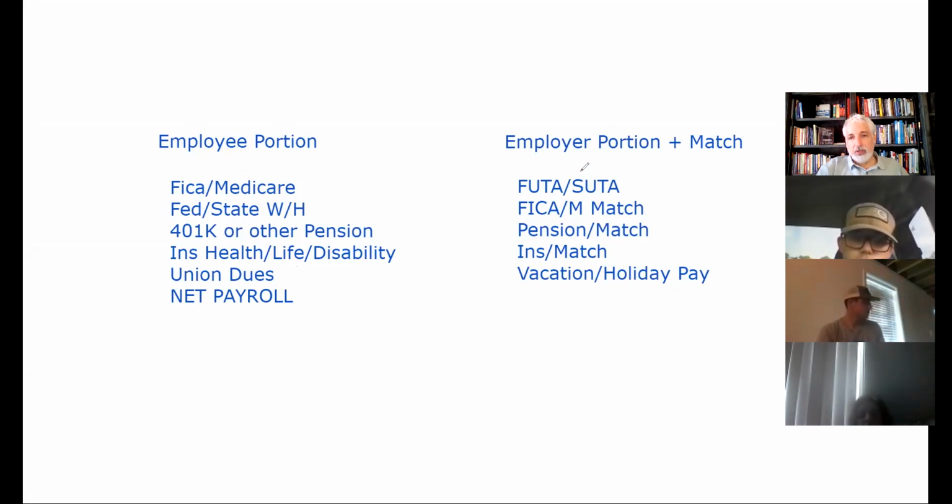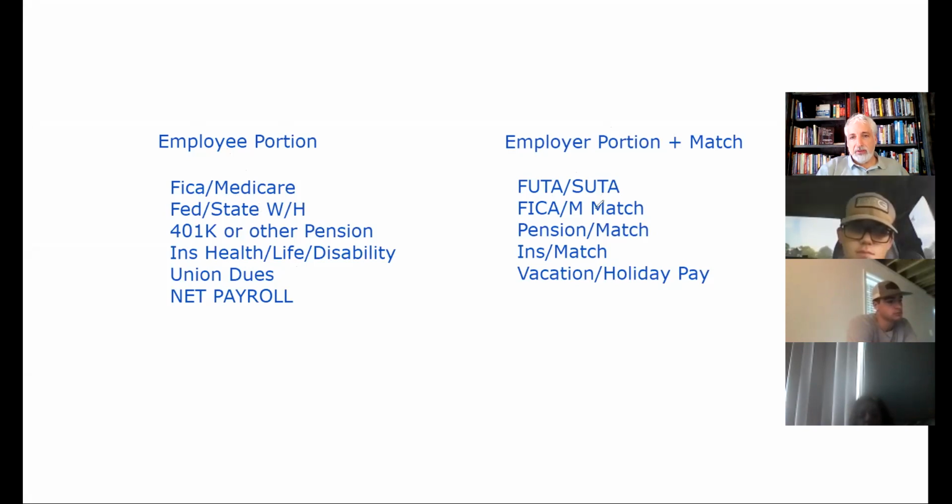Employer has a match. They have federal unemployment, state unemployment. That's actually an expense of the corporation, but they have a FICA match. They have payroll benefits, pension match, insurance, maybe vacation, holiday pay. Those are related directly to the employer only.